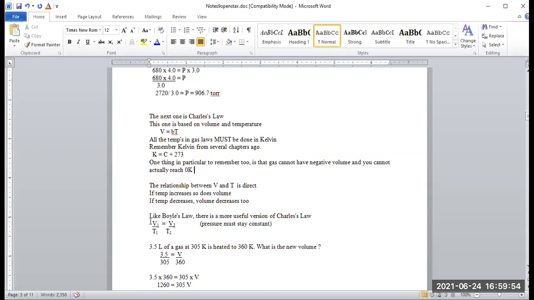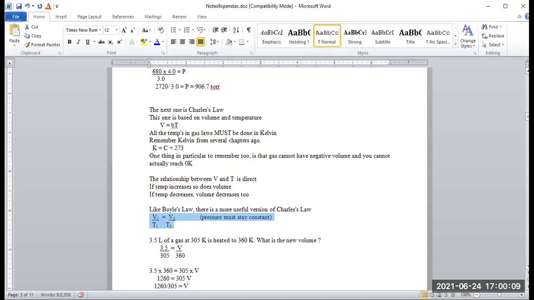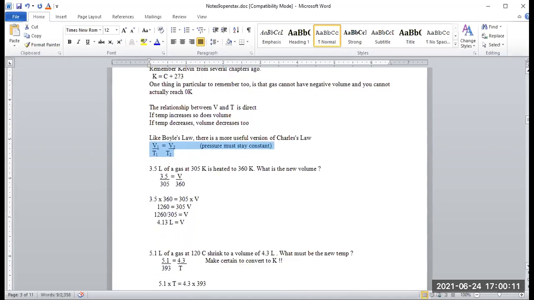So here's the useful version. Again, we have two sets of data. We have V's and we have T's. The left-hand side being V1s and T1s, the right-hand side being V2s and T2s.